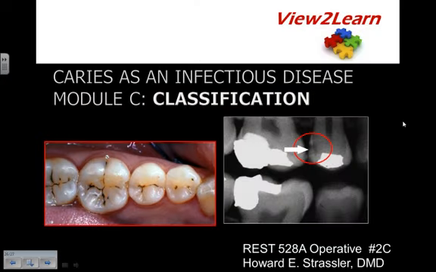You've just viewed and listened to a lecture on Caries as an Infectious Disease, Module C, Classification of Carious Lesion. This is the end of the 3 modules for this lecture.